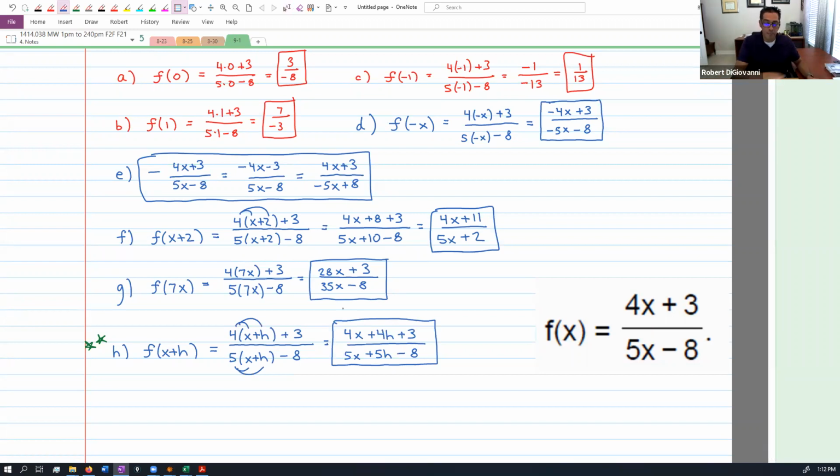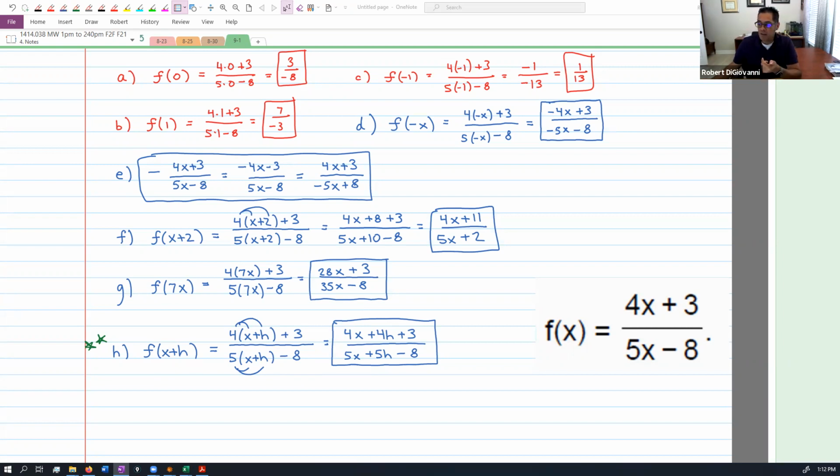So everything in blue was me plugging in a variable expression and getting a variable expression out. Everything in red was me plugging a number in and getting a number out, right? Okay, so hopefully that example, along with the example we did before last class, together remind you of how we evaluate functions.